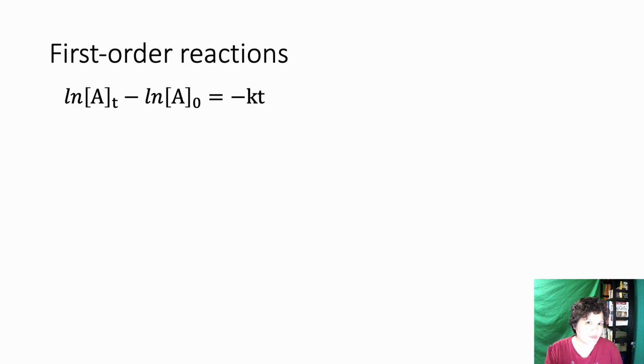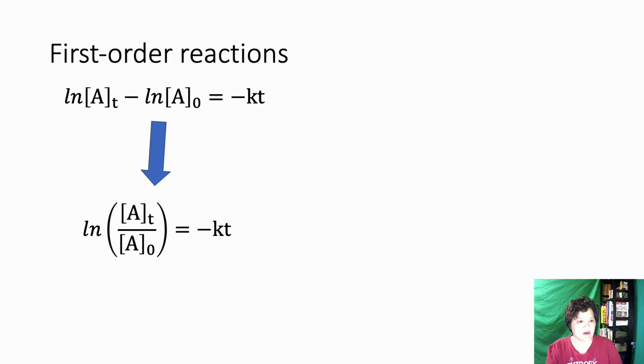But the way that you're probably more used to seeing it is this way. This is exactly the same equation, except we've employed our happy little log rules, and so we've combined the natural log terms into one big term, right? So it's the natural log of the ratio of the concentration at time t divided by the concentration at time 0, and that's minus kt.